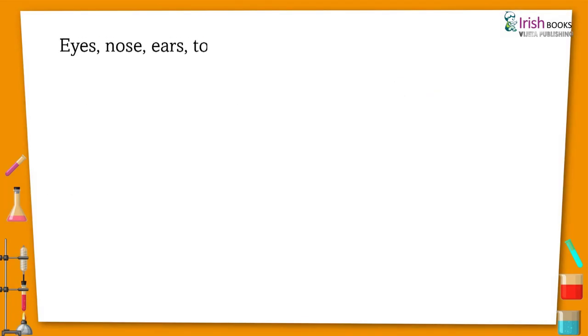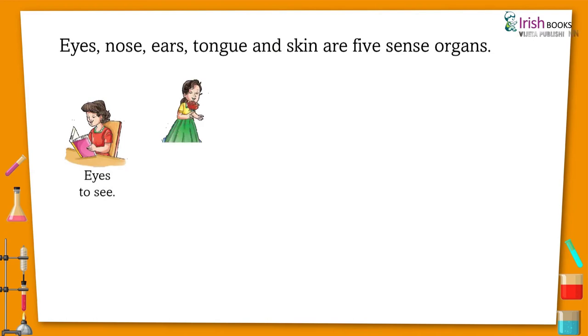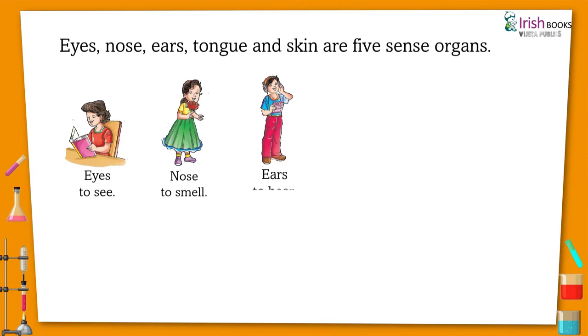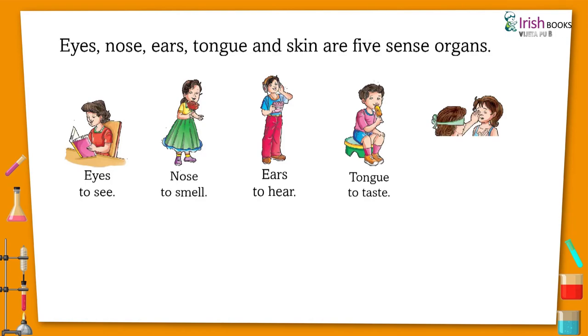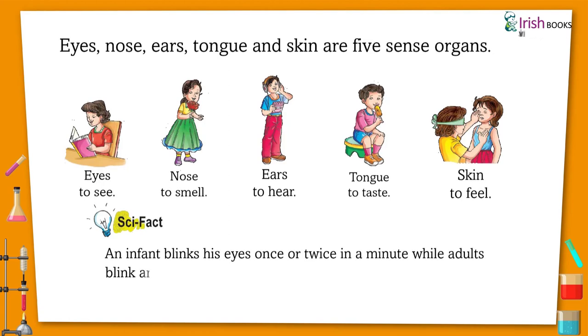Eyes, nose, ears, tongue, and skin are five sense organs. Eyes to see, nose to smell, ears to hear, tongue to taste, skin to feel. An infant blinks his eyes once or twice in a minute, while adults blink around 10 times a minute.